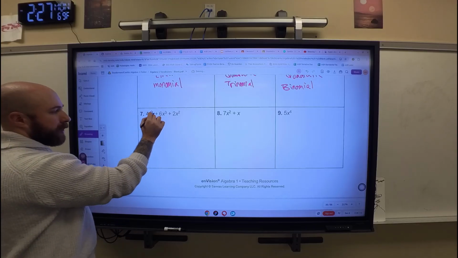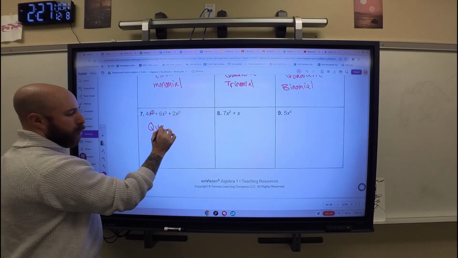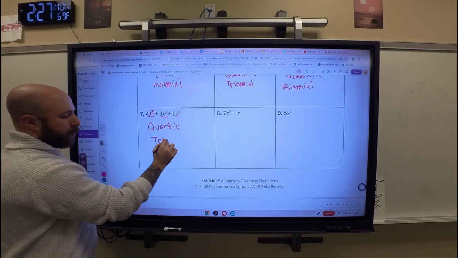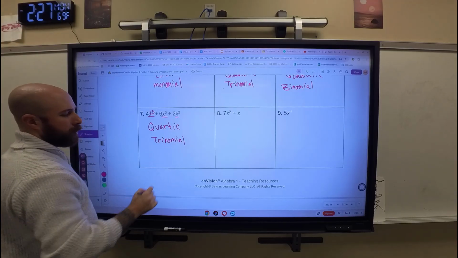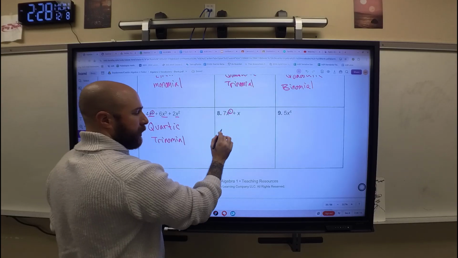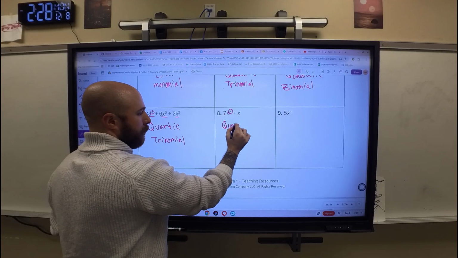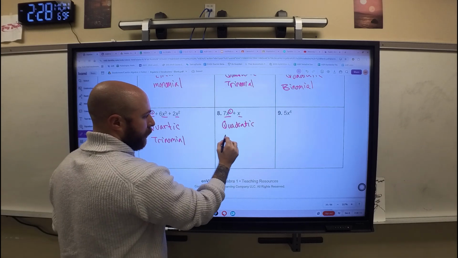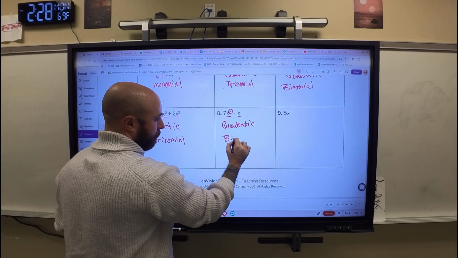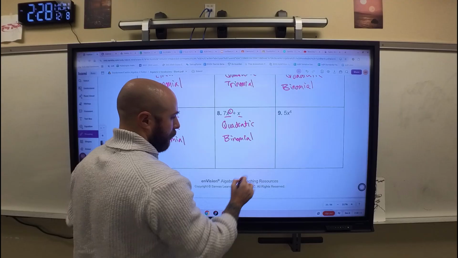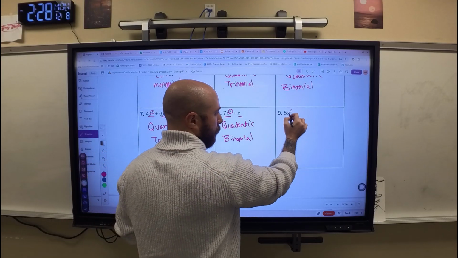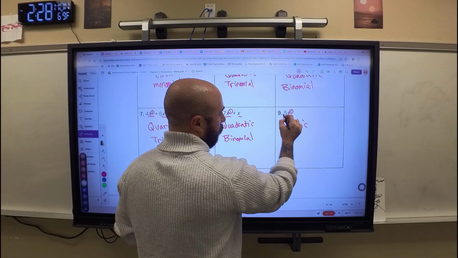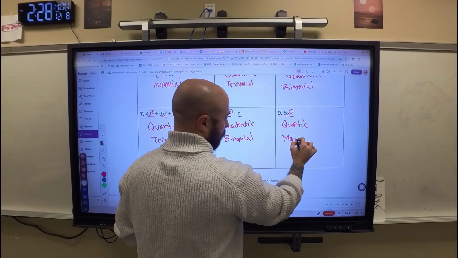Number 7, highest exponent 4, that is quartic, 3 terms, trinomial. Number 8, highest exponent 2, quadratic, 2 terms, that is binomial. And last one here, highest exponent 4, quartic, 1 term, monomial.